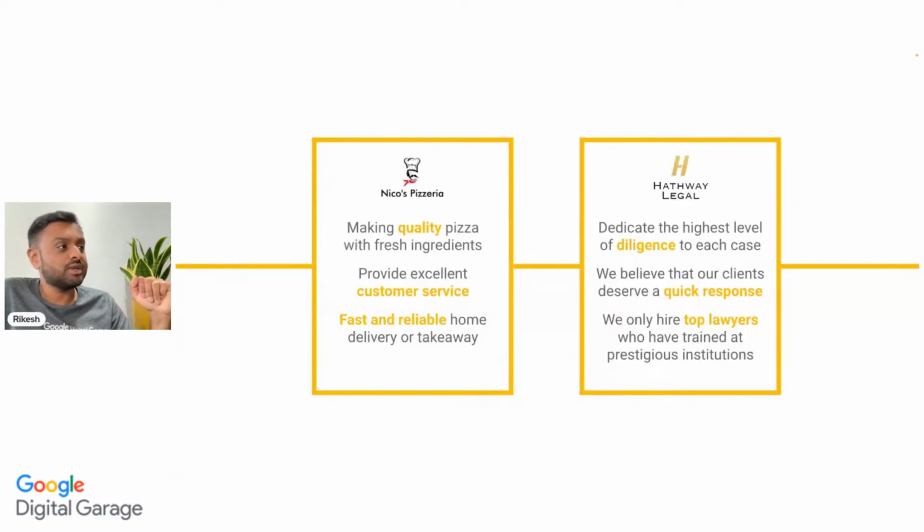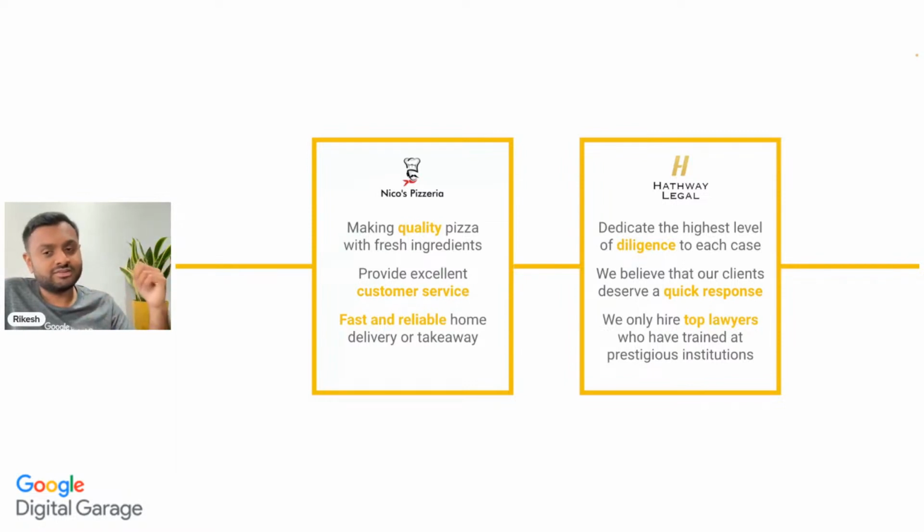So we've got 2 businesses here. The first one that you can see on the left is Nico's Pizzeria. With Nico's Pizzeria, their brand values include making quality pizza with fresh ingredients. They provide excellent customer service. They value that highly, they take pride in providing excellent customer service, and they also value that they provide fast and reliable home delivery or takeaway. So those are a few short phrases in terms of their values. What do Nico's Pizzeria stand for?